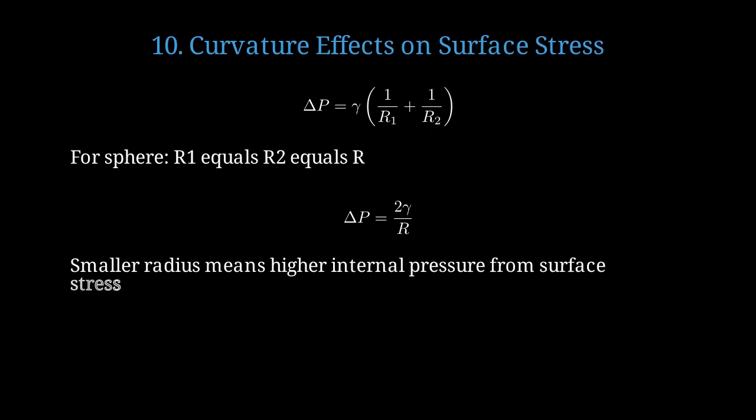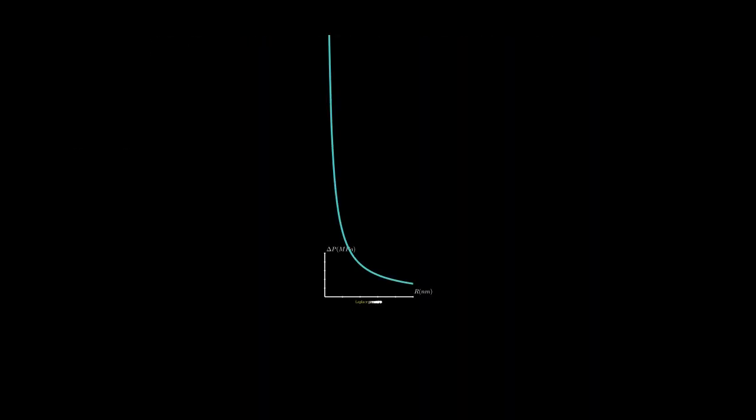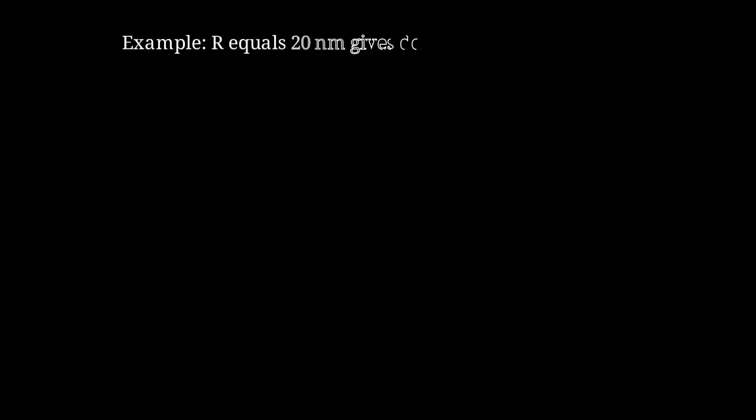Smaller radius means higher internal pressure purely from surface stress effects. This graph shows how Laplace pressure increases dramatically as radius decreases below 100 nanometers. For a 20 nanometer radius shell with gamma of 1.5, we get about 150 megapascals of pressure.